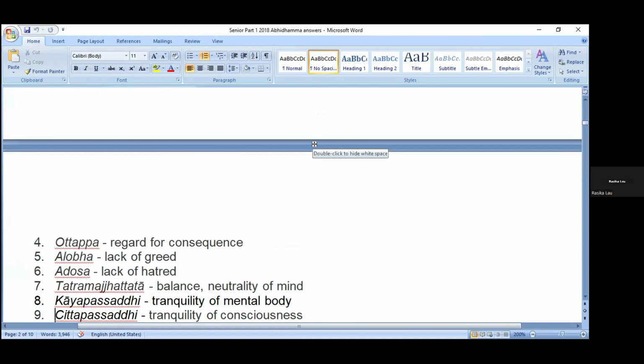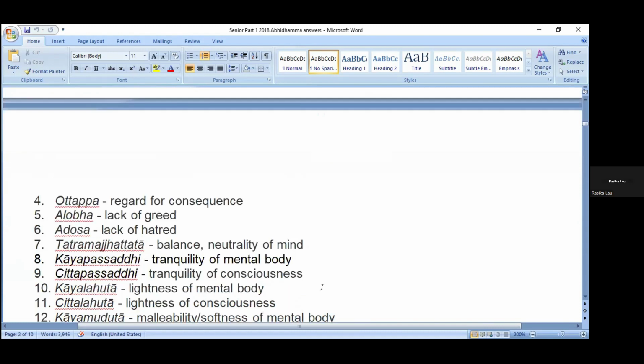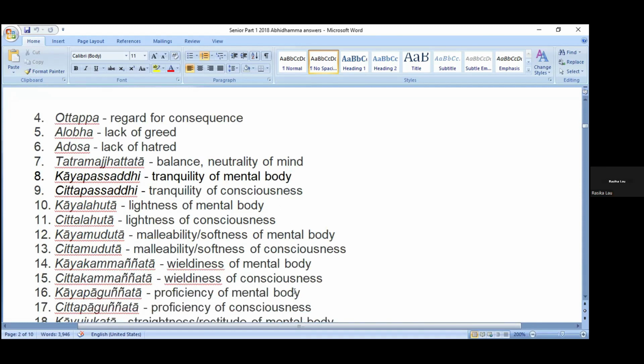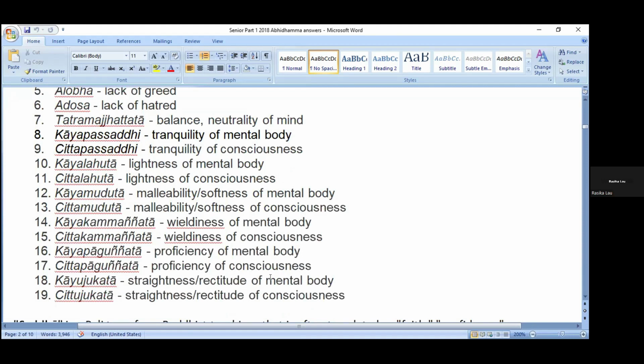Then from 8 onwards is repetition, with the mental body and consciousness. So next is Kaya Passaddhi, tranquility of mental body, tranquility of consciousness, and then lightness of mental body and lightness of consciousness. And number 12, malleability of mental body, malleability of consciousness, wieldiness of mental body, wieldiness of consciousness, proficiency of mental body, proficiency of consciousness, and then straightness or rectitude of mental body, and rectitude of consciousness. So this is a repetition question.